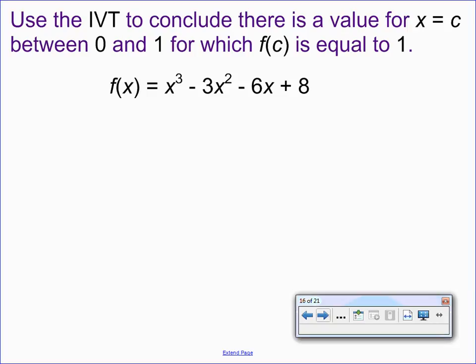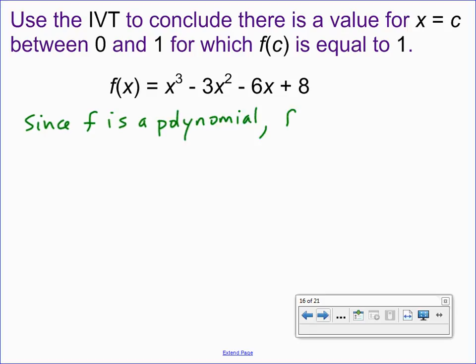Well, if you're thinking about a rational function, it's composed of a polynomial numerator and polynomial denominator. In this case, f is a cubic polynomial, and we know that all polynomials are defined for all x values in their domain. And so since f is a polynomial, f is continuous for all x values.